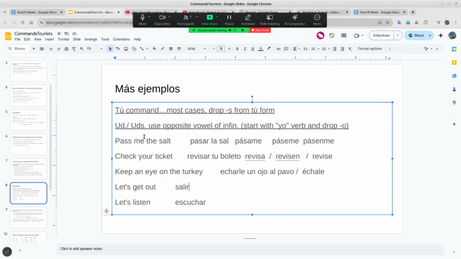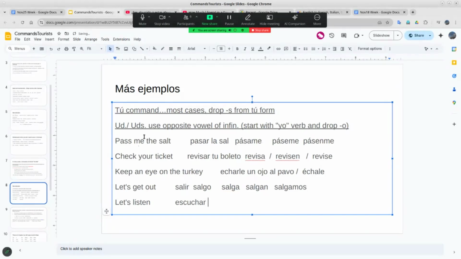Let's get out. This is going to be a let's. Uh-oh. We need to start with the yo form. Salgo, because it's got that funny g thing in there. And we're going to make it a most idea, but it's got to have an opposite vowel. Salga, tú usted. Salgan, tú ustedes. For let's do it, it'll be salgamos. Salgamos, or let us? Salgamos. Let's get out of here.